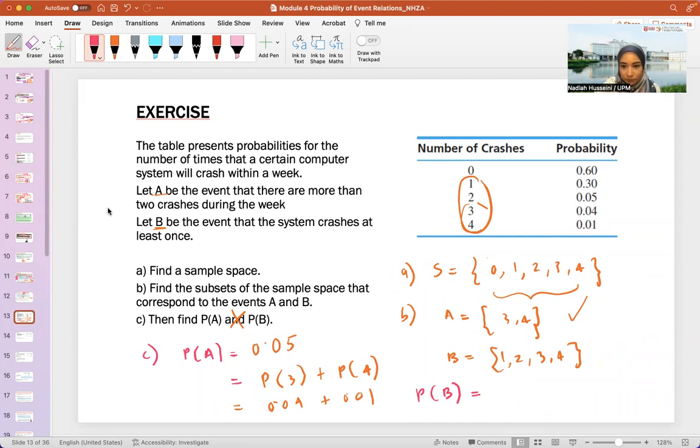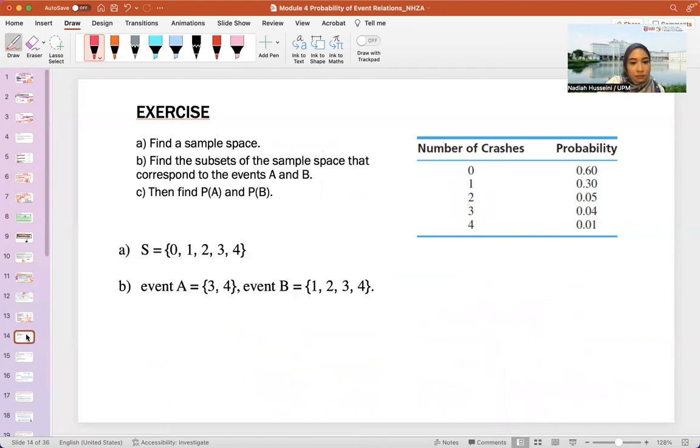I think it is 0.3 plus 0.05, and 0.04, and 0.01. So that should give us 0.4. Yeah. Okay. 0.4, I think. Okay, so let's see the solution. So we completed this exercise. Do I have the solution?